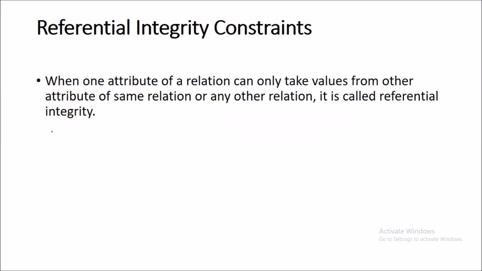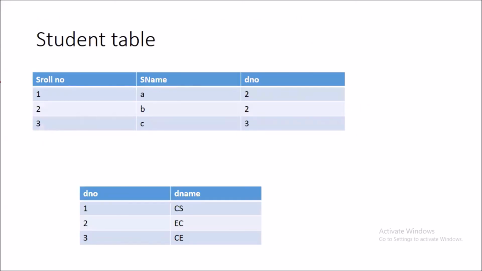Now next is referential integrity constraint. When an attribute of a relation can only take values from another attribute of the same relation or any other relation, it is called referential integrity. So here you can see we have two tables. One represents student name, his roll number and department number, and another table is the department table, which represents department number and department name. Referential integrity is violated when these two tables have different department numbers.